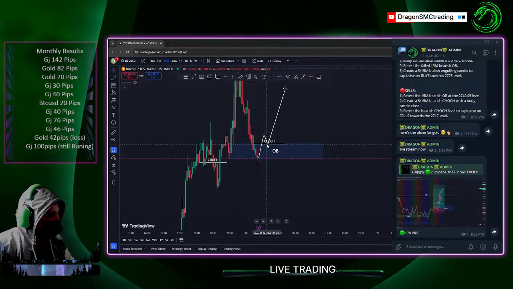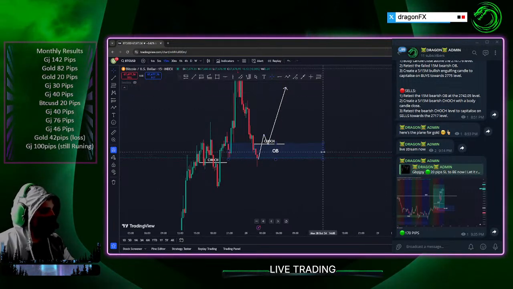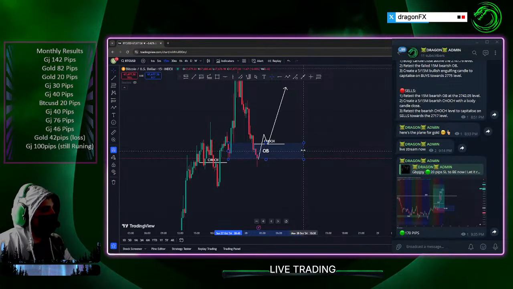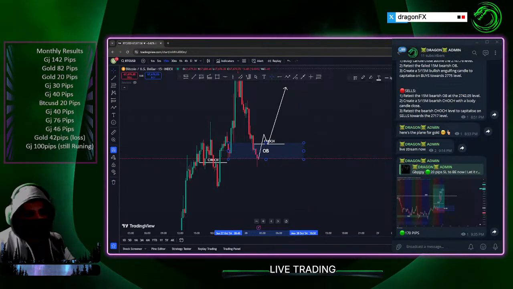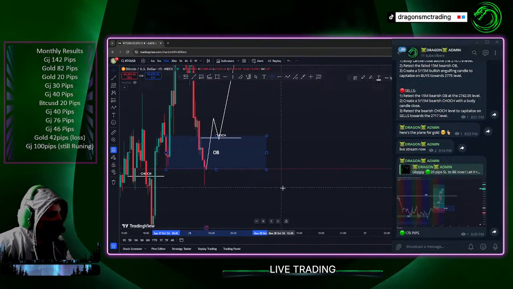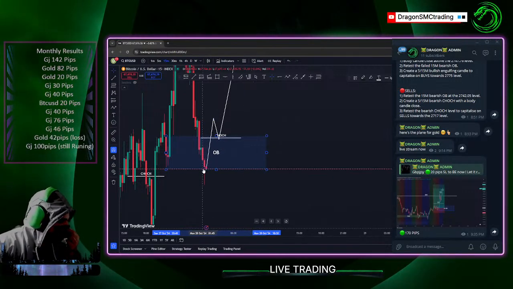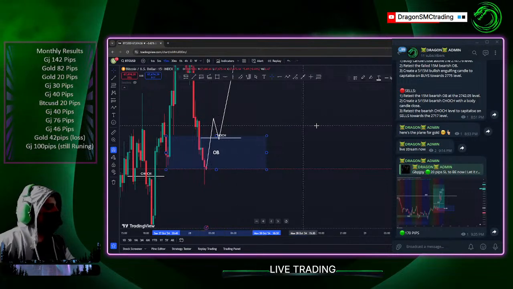Retest that change of character to look for some buys. And by this scenario, we can confirm that price is respecting this OB right here. Okay, candle closed, and candle closed within the OB. So as of right now, price is respecting this OB. Let's see if we can see a market shift to the upside.